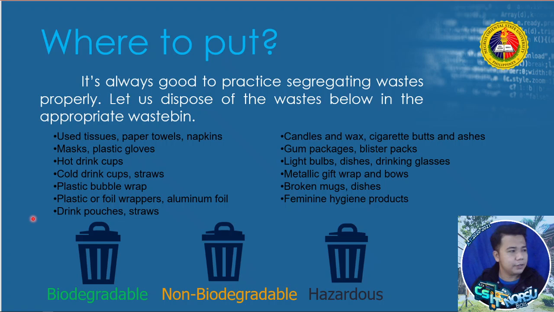Before we start, let's have a little activity called Where to Put. It's always good to practice segregating waste properly. Let us dispose of the waste below in the appropriate waste bin. You have 3 waste bins here, and there are lists of waste that need to be segregated. List down all the waste that should go with these 3 waste bins: biodegradable, non-biodegradable, and hazardous.